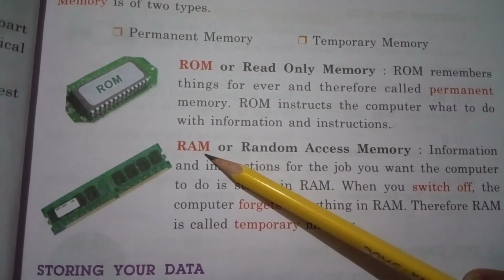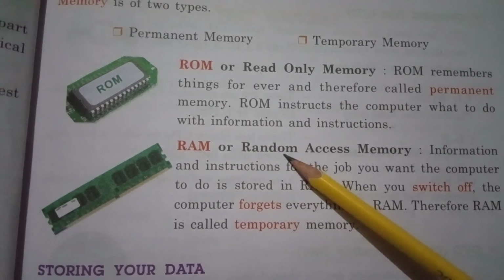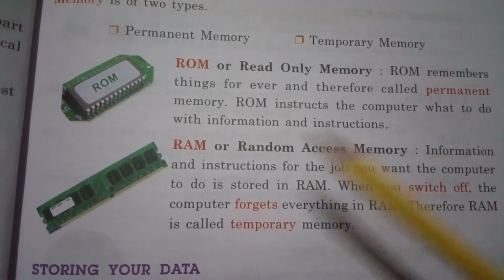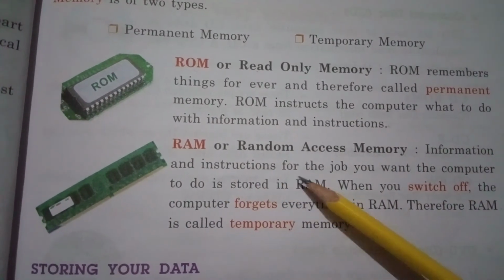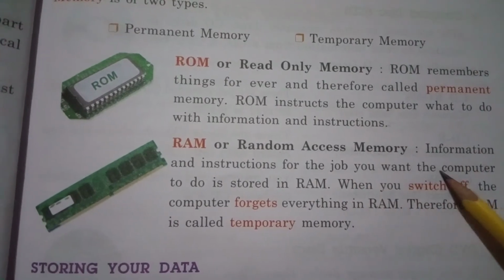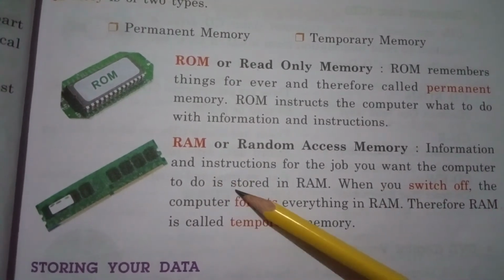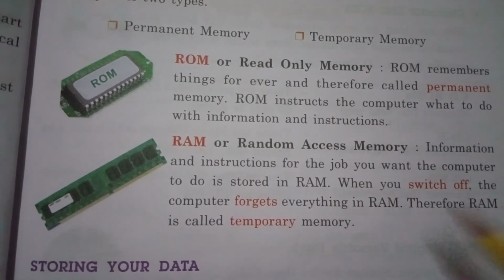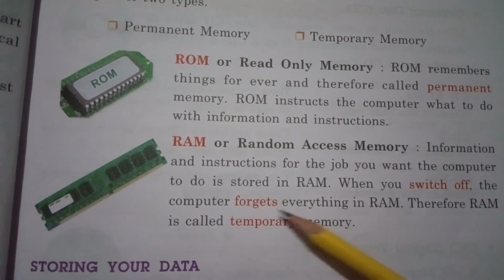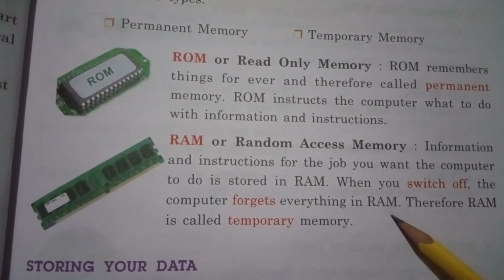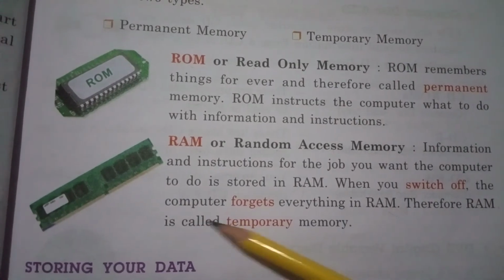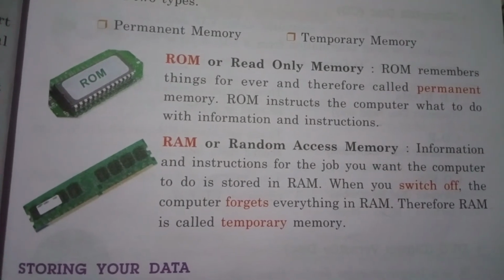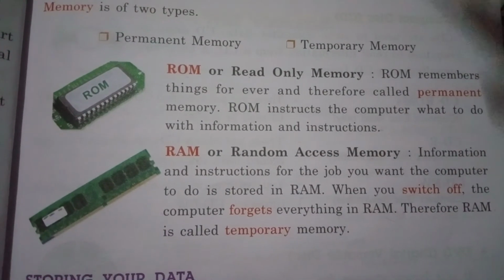RAM, full form is Random Access Memory. Information and instructions for the job you want the computer to do are stored in RAM. When you switch off the computer, it forgets everything in RAM. Therefore, RAM is called temporary memory. ROM is permanent memory and RAM is temporary memory.